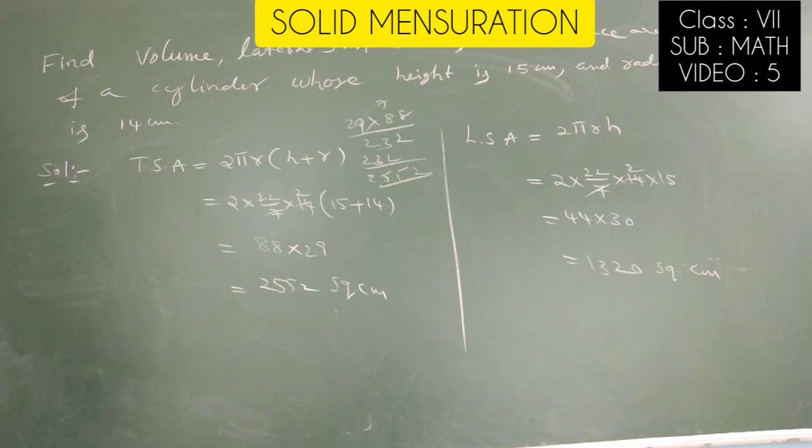Okay, volume of a cylinder is pi r square h, lateral surface area is 2 pi r h, total surface area is 2 pi r of h plus r. These are the problems which we can find with the help of base radius and height for a given cylinder.